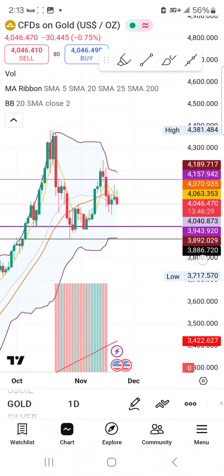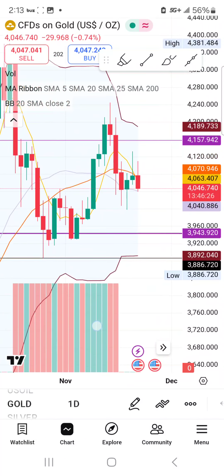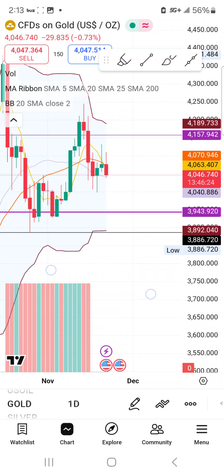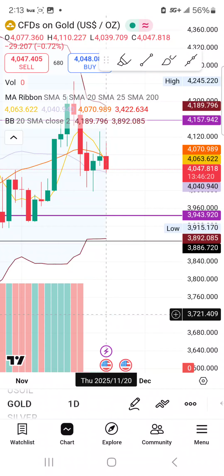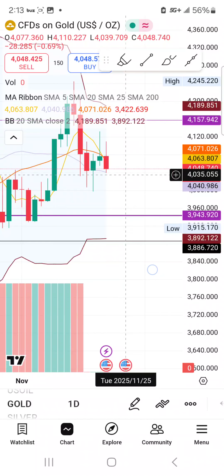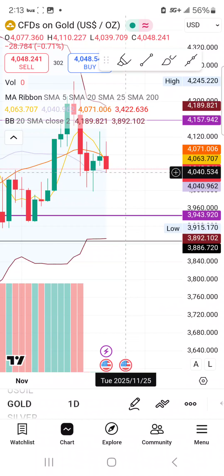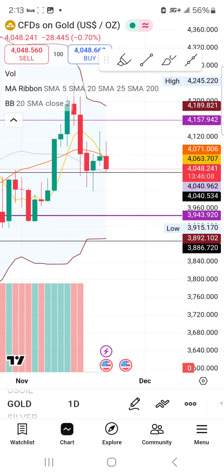Now, let's go into this analysis a bit. First, let's take a look at the technicals. The technicals are great indicators. We have the 5, 20, and 25-day moving average. This 20-day moving average could hold. Certainly could. If we do break down below this 20-day moving average, just be aware that we could see further movement down.